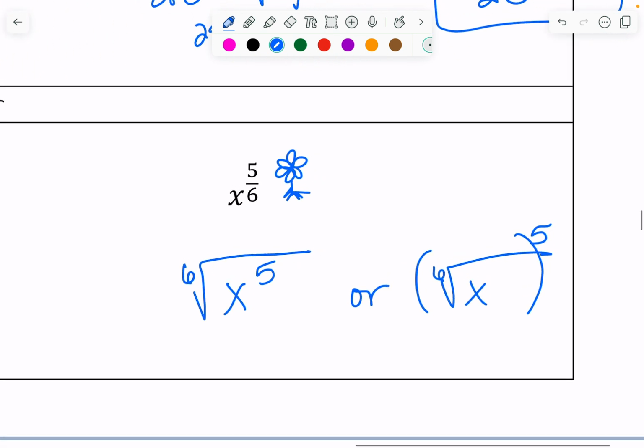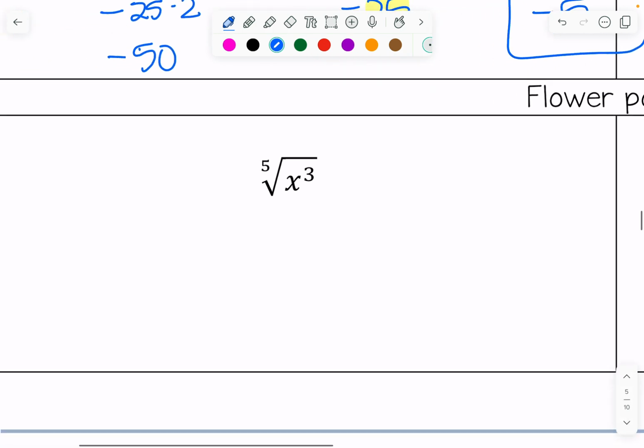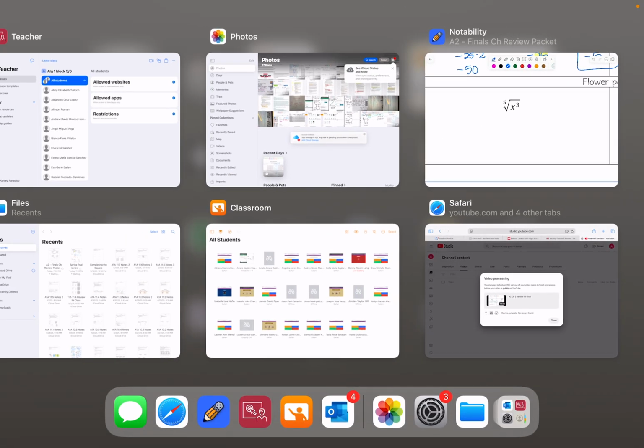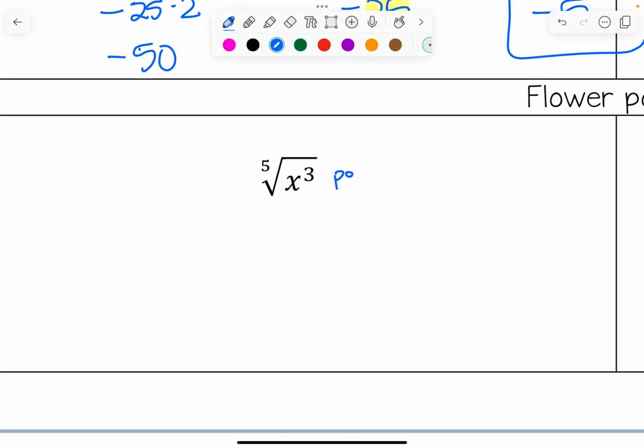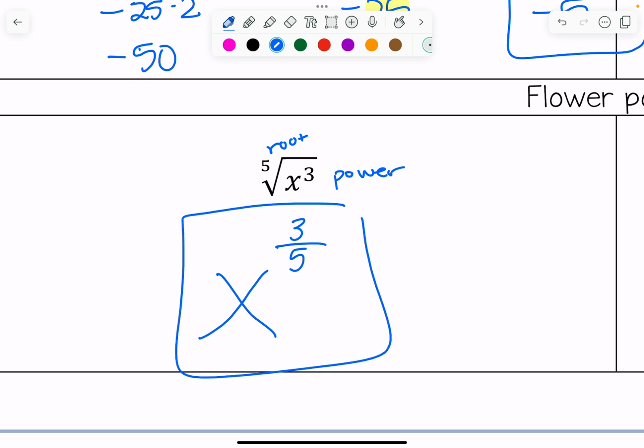All right, now we're going to go check out flower power. Please remember that in your fraction, whenever you have an exponent like 9 over 2, our power is a 9 and our root is a 2. Okay, so let's go ahead and convert this one. So this one, the power is here. That means this is the root. So when I convert it, I'm going to put 3 over 5. Done. Make sure you're looking for exponents to convert to radicals.